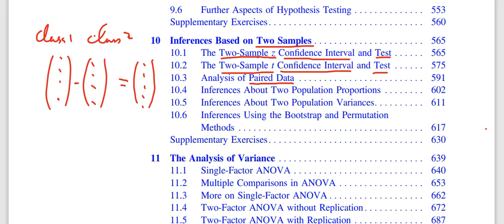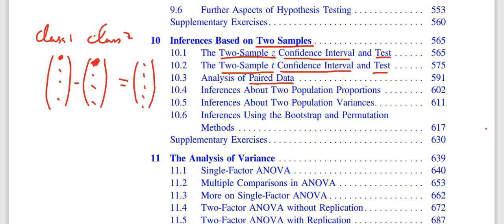Like data 1 minus data 2. For example, take the same person before taking medicine and then after taking medicine. This number minus this number makes sense, because it is a person's health index before and after taking this medicine. So sometimes we can do those things.